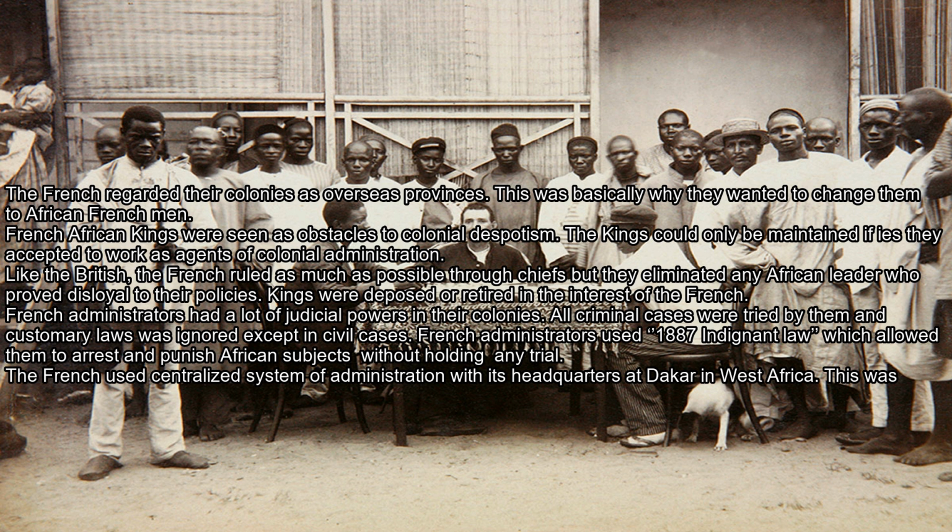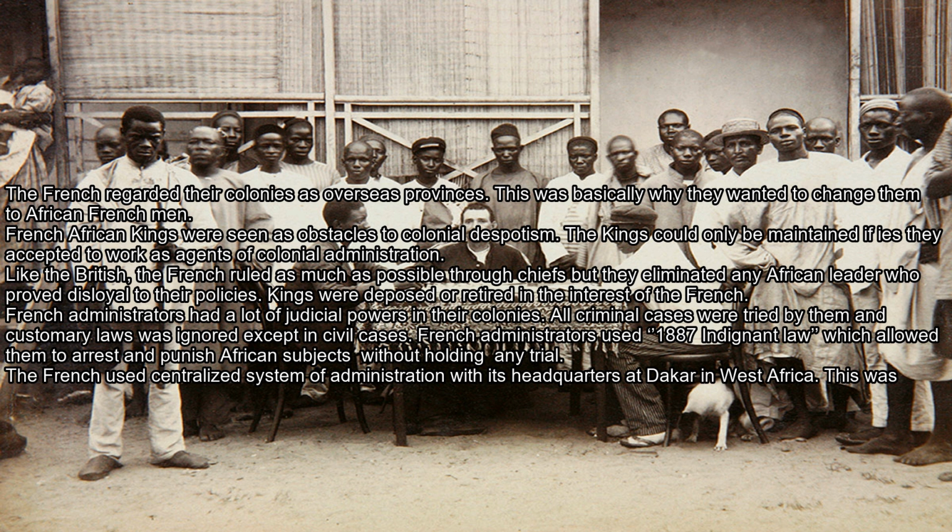Like the British, the French ruled as much as possible through chiefs, but they eliminated any African leader who proved disloyal to their policies. Kings were deposed or retired in the interests of the French. French administrators had a lot of judicial powers in their colonies. All criminal cases were tried by them and customary law was ignored except in civil cases. French administrators used the 1887 indigénat law, which allowed them to arrest and punish African subjects without holding any trial.